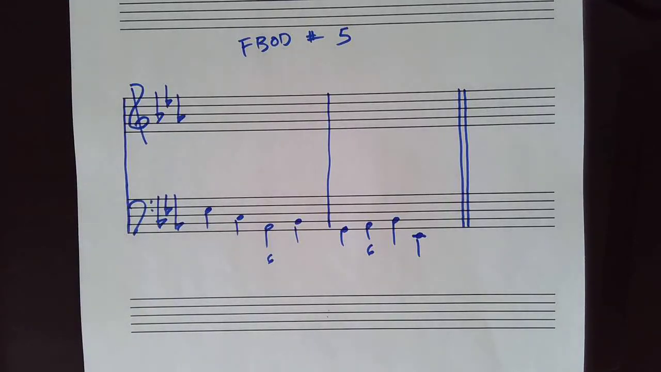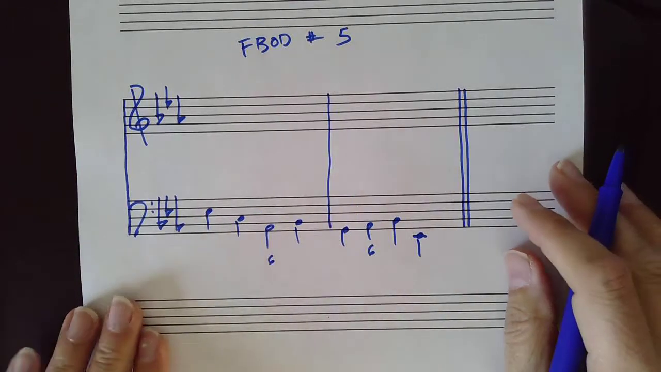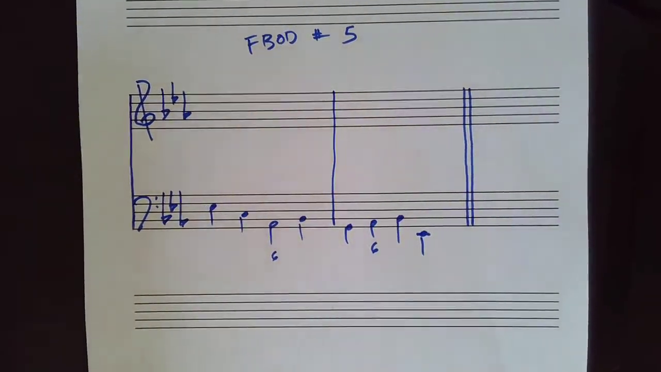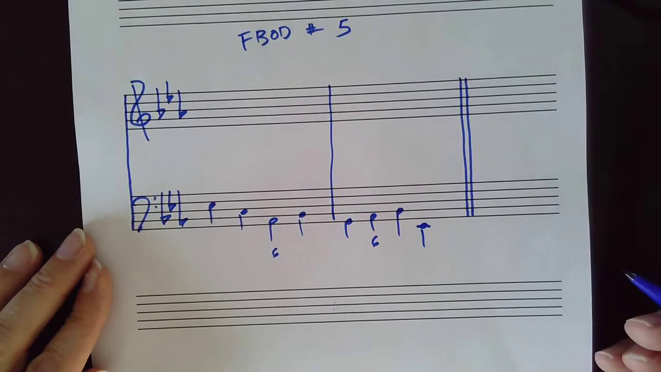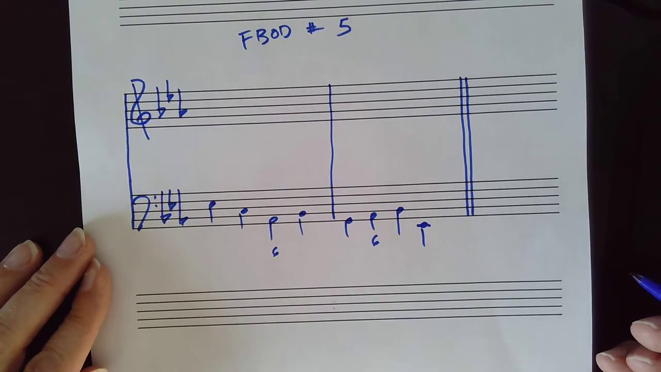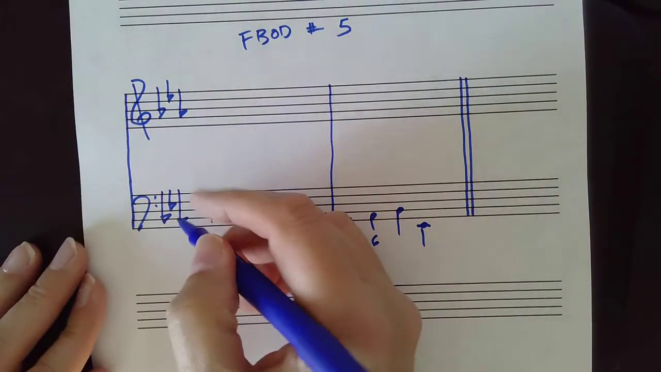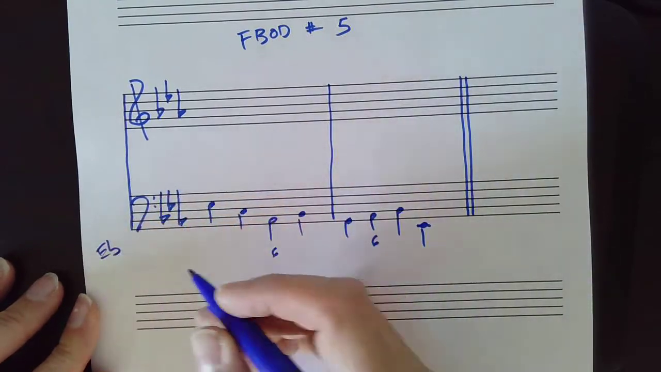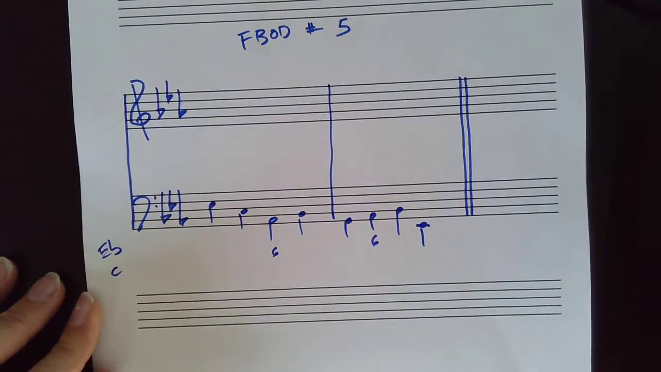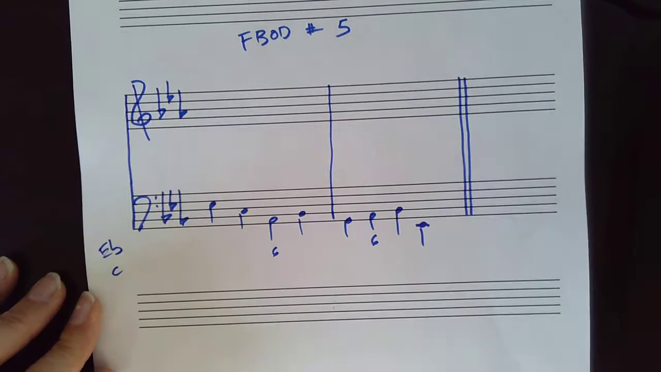Okay, so hopefully you've downloaded Figured Bass of the Day number 5, given it a shot, and now I'll do a walkthrough and explain everything that I'm thinking of as I do this. All right, so of course we always have to determine the key. 3 flats, could be E flat major or C minor, begins on E flat, ends on E flat.